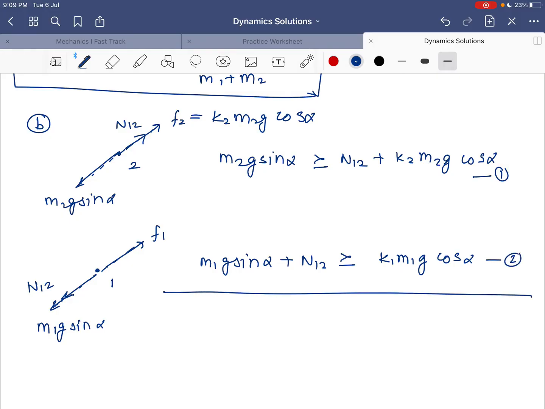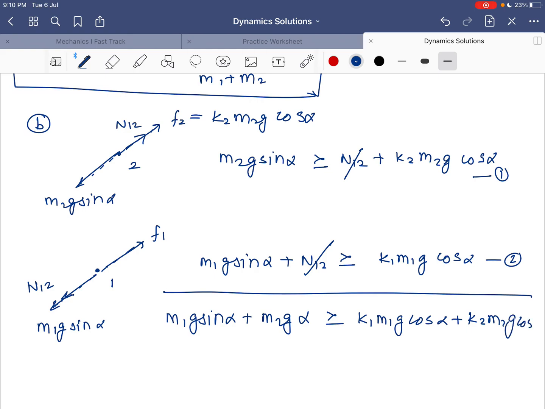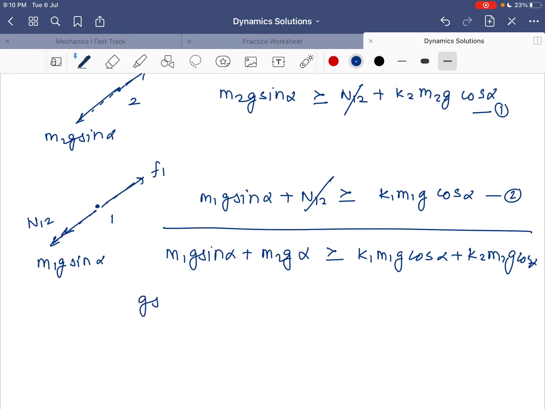Now if you solve this, on adding these two equations, the interaction force which is not known to us will get cancelled out, and the condition becomes m1 g sin alpha plus m2 g sin alpha must be greater than or equal to the net frictional force, which is k1 m1 g cos alpha plus k2 m2 g cos alpha. Now I can take g sin alpha as common, and in bracket m1 plus m2 must be greater than or equal to g cos alpha in bracket m1 k1 plus m2 k2.